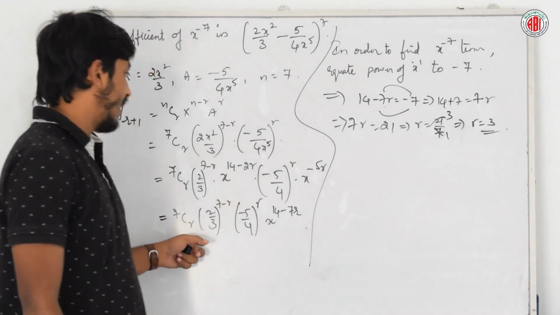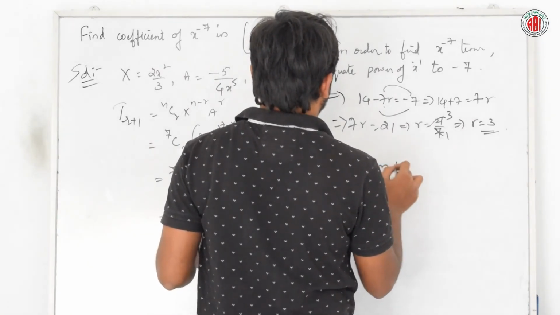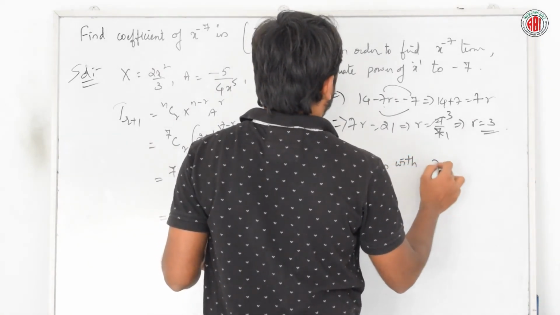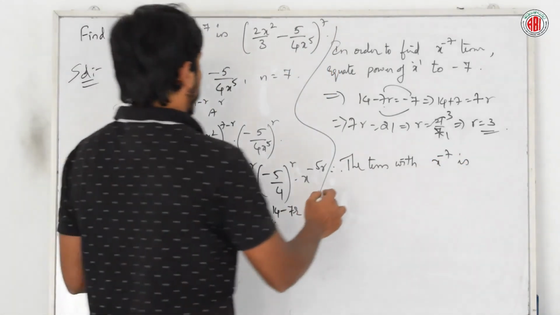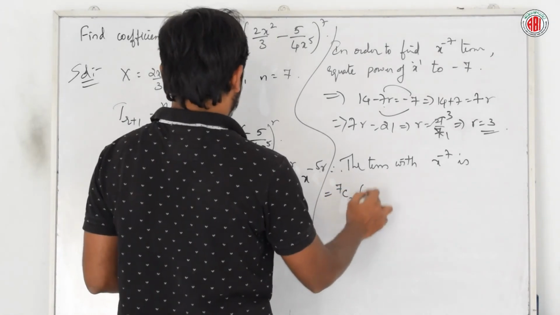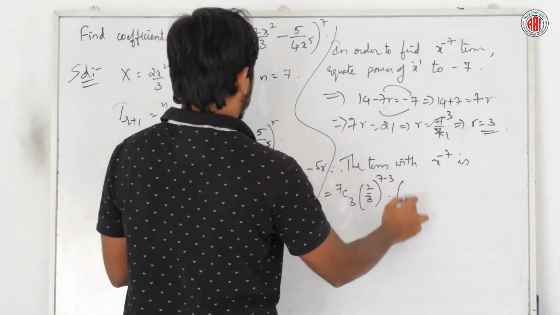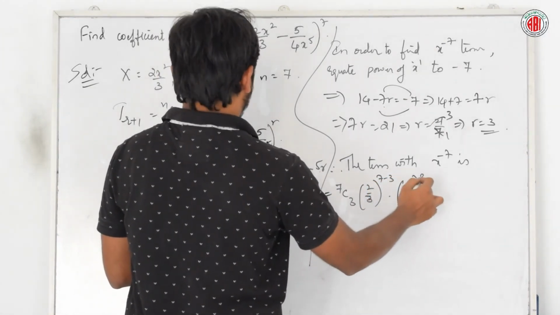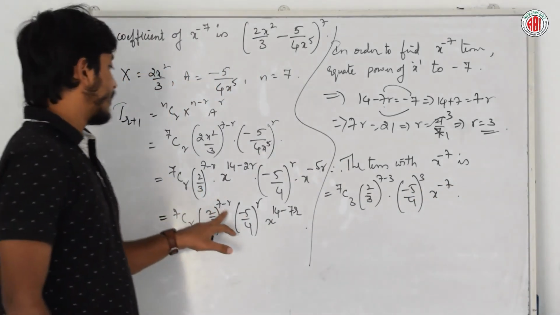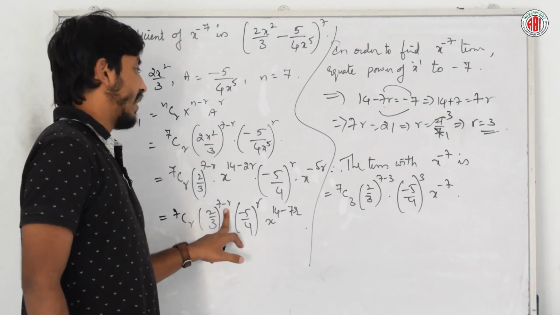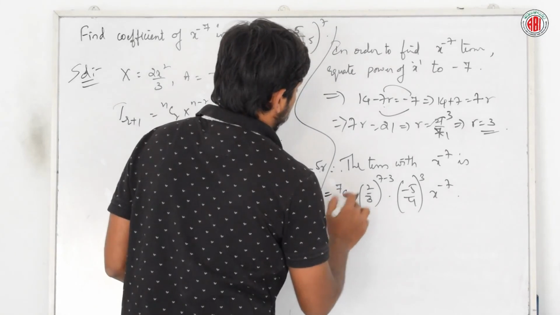Now let us substitute the same here. Therefore the term with x power minus 7 is, let me substitute r equal to 3 here. This will be 7C3 (2 by 3) whole power 7 minus 3 into (minus 5 by 4) whole power 3 into x power minus 7. Now let me simplify this.